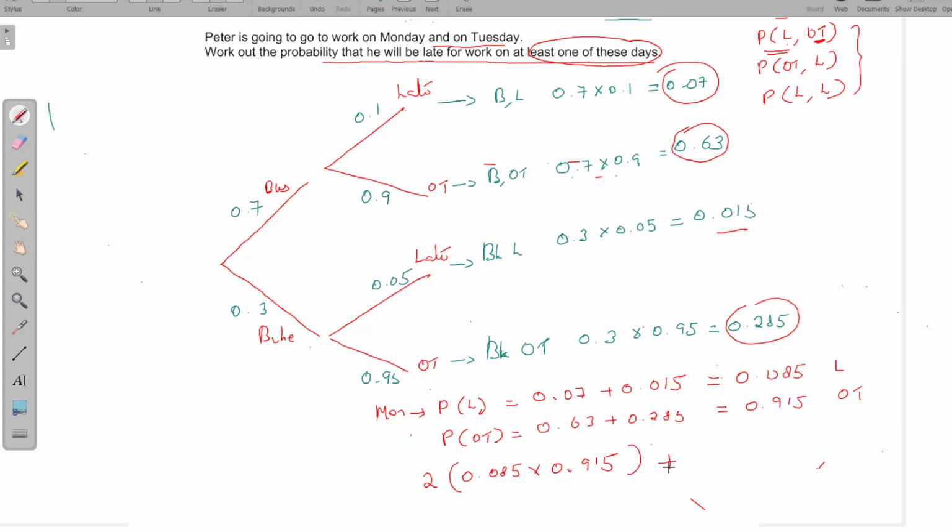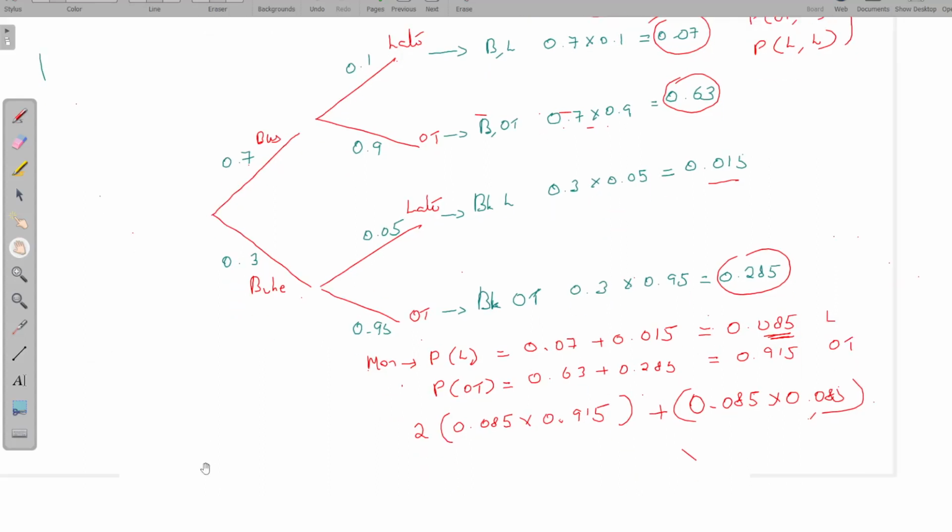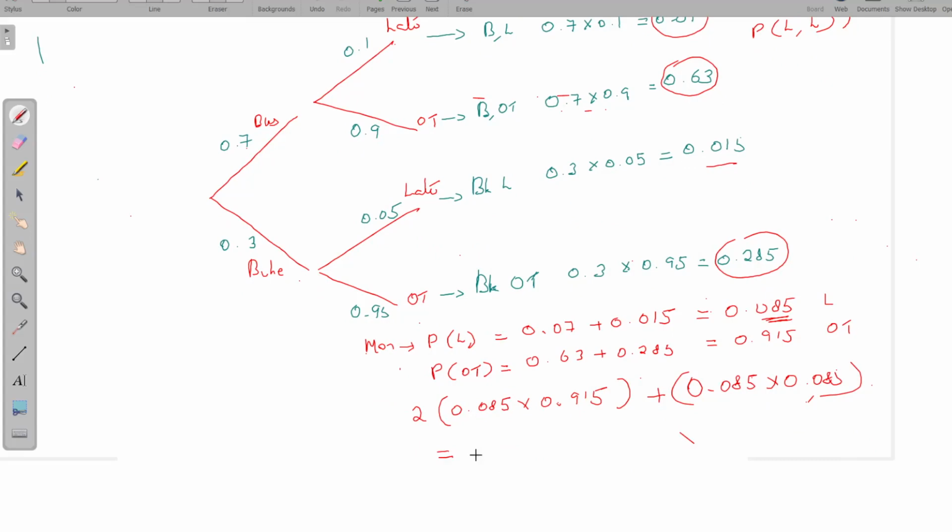Plus then being late on both days. So being late on both days, we worked out here, will be 0.085. That is the Monday late, then he could be late on both days as well, which will be 0.085 times 0.085. So that gives us the total probability of 0.16275. That's question 2. Let's go to question 3.